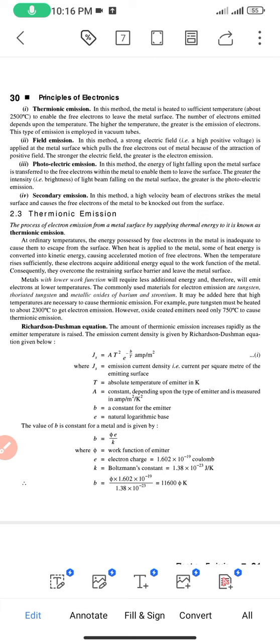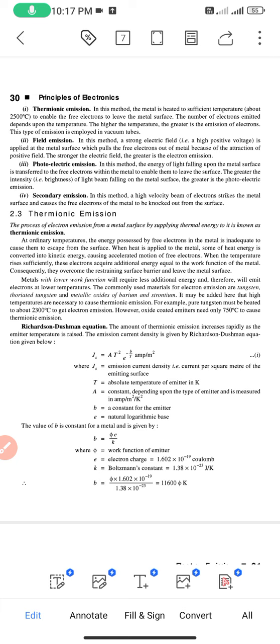And the third method is photoelectric emission. In this method, the energy of light falling upon the metal surface is transferred to the free electrons within the metal to enable them to leave the surface. The greater the intensity, like brightness, of the light beam falling on the metal surface, the greater is the photoelectric emission.